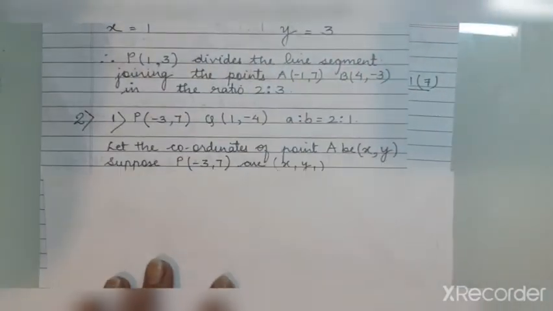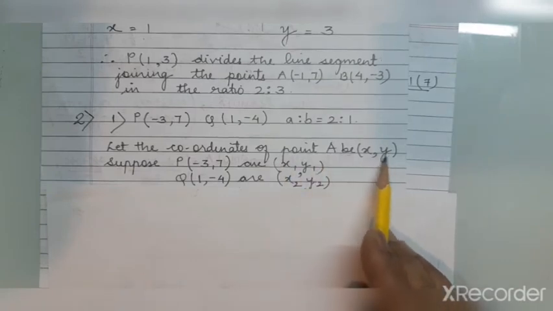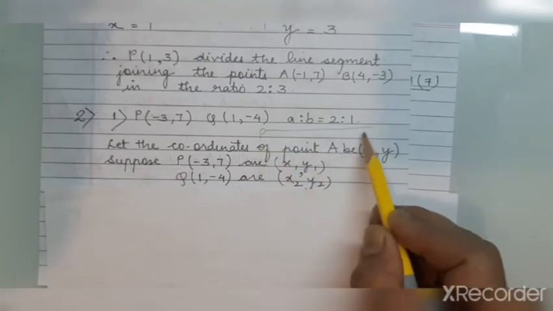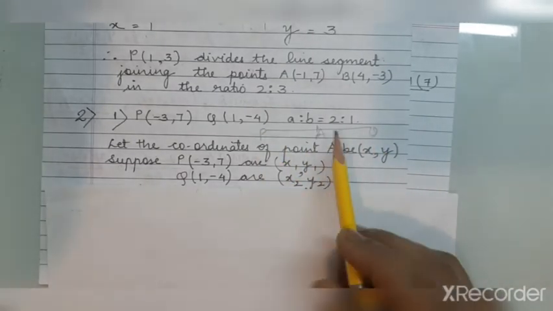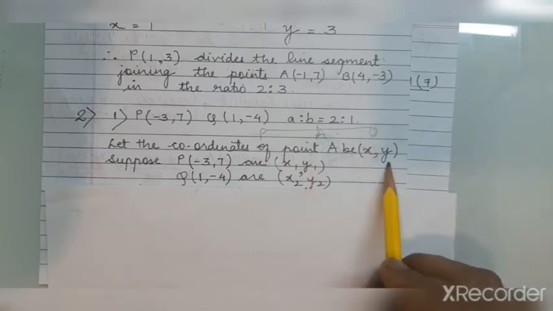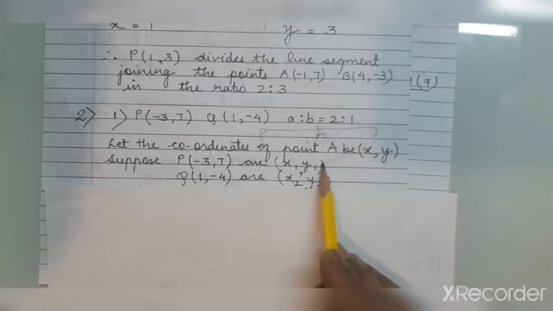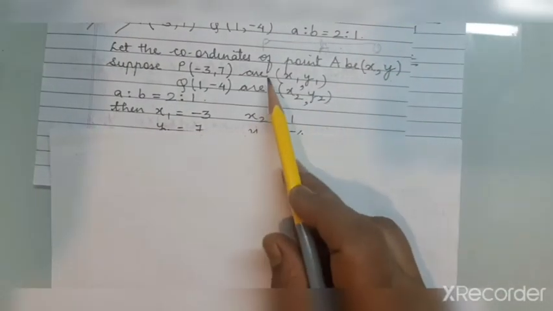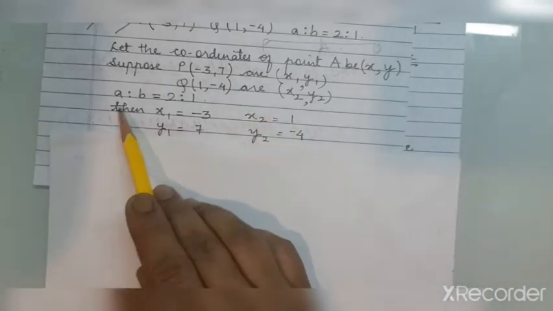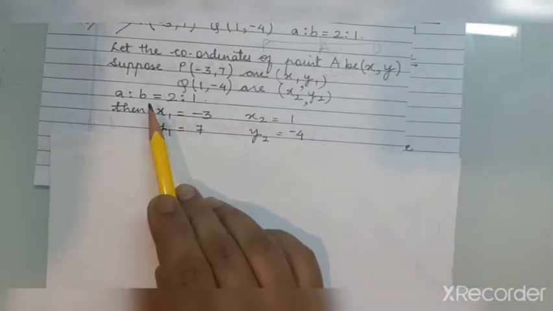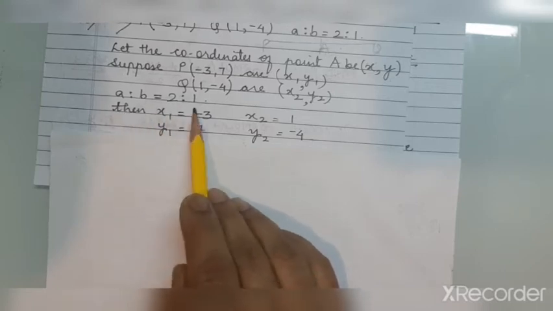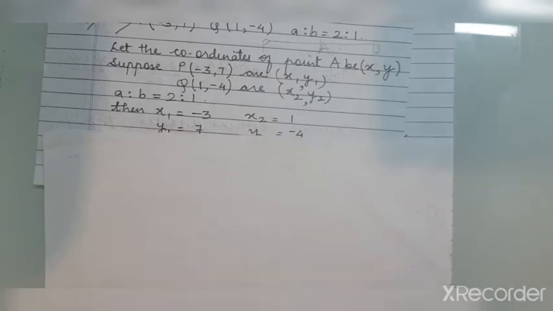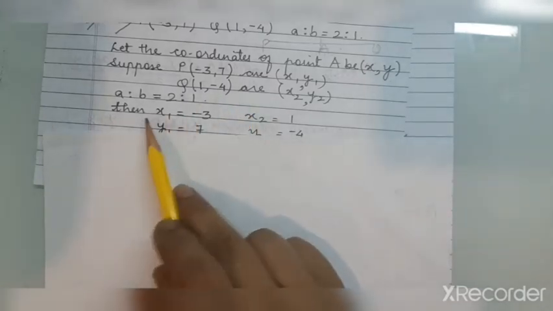Okay, now the same method. Let the coordinates of point A be x and y, because A is the point which is dividing the segment. The segment is PQ, and A is the point dividing it. So let us consider A as x, y. Then P we consider as x1, y1, and Q we consider as x2, y2. Please see how it is written, and you have to follow the same steps. Then a is to b is equal to 2:1, therefore a is 2, b is 1. Now you might be confused that in the formula we don't have a and b, we have m and n. So in this special case you can replace them in the formula.